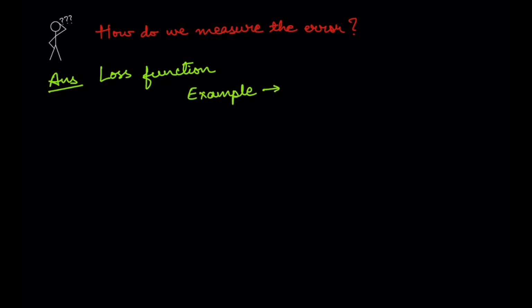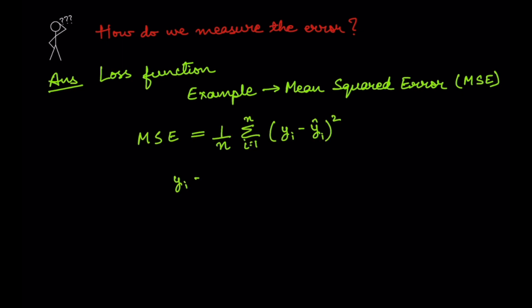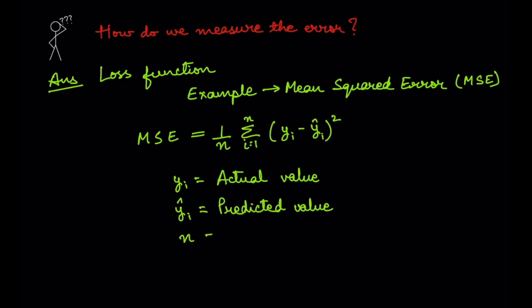The most common example of a loss function is the mean squared error loss function. It calculates the average squared difference between actual and predicted values and is formulated as follows. Over here, yi represents the actual value, yi hat represents the predicted value, and n represents the number of data points.